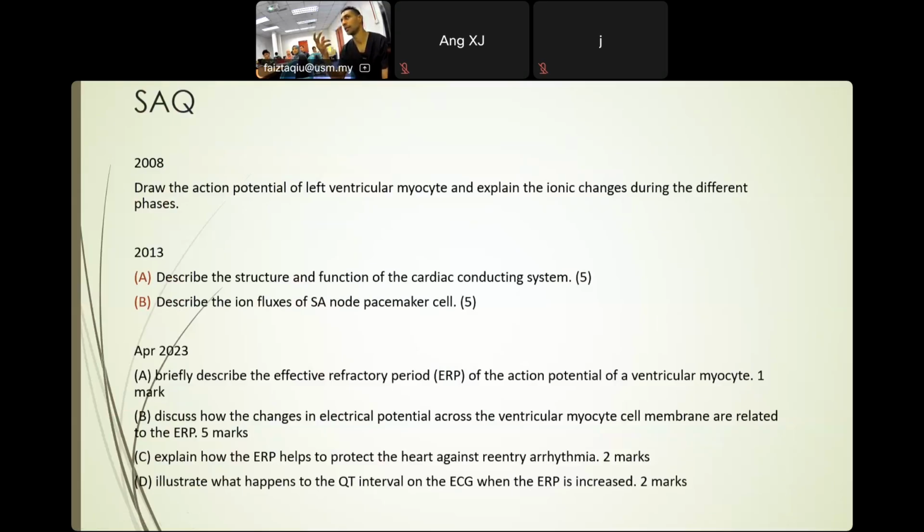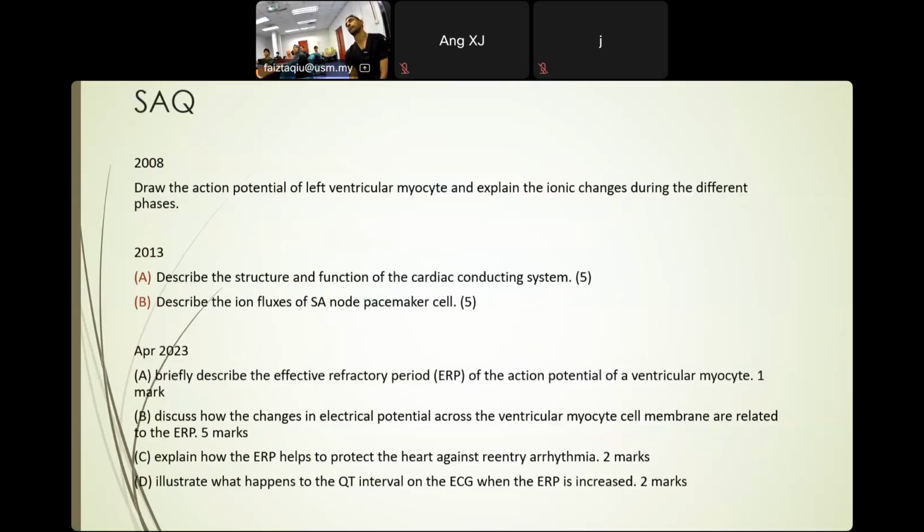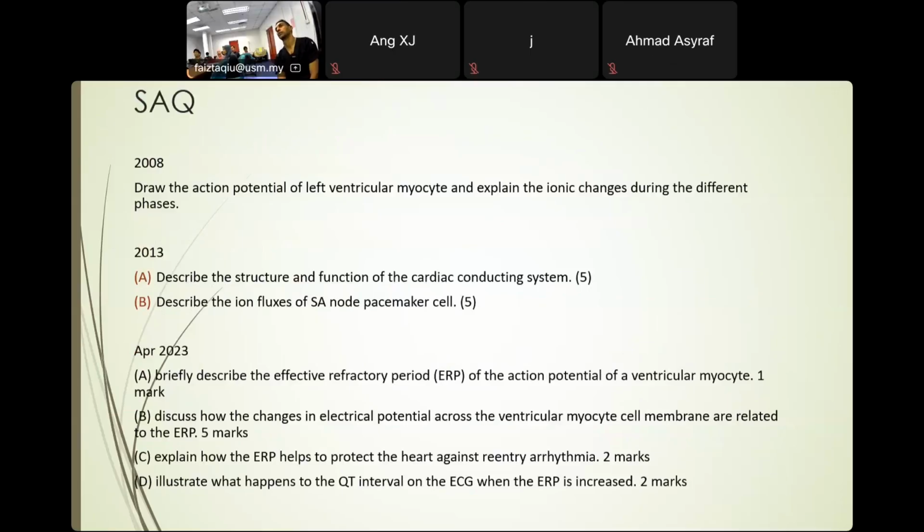If you don't, then it's very difficult to just write your way out. So I'll try and cover it today. Just glance through all the questions. Just read the 2013 structure and conduction. This is ion flux.